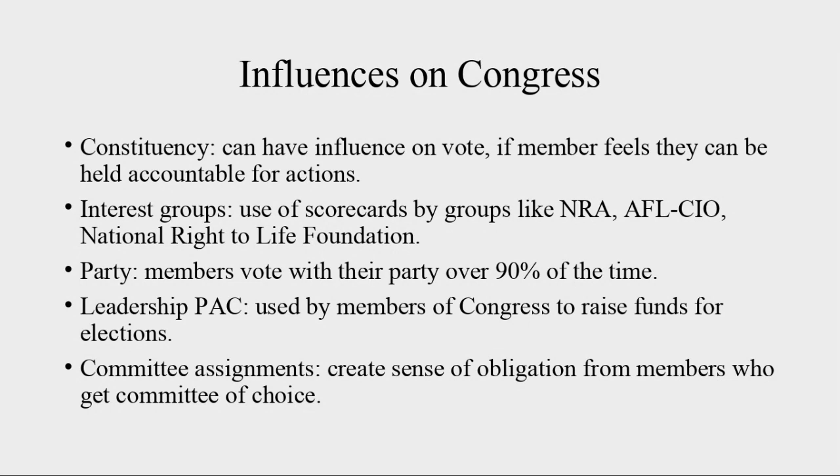There's also the role of interest groups. The NRA will use a scorecard with letters A to F. A being someone who's seen as fully supportive of the Second Amendment, F as someone completely hostile to the Second Amendment. They'll give each member of Congress a letter grade.